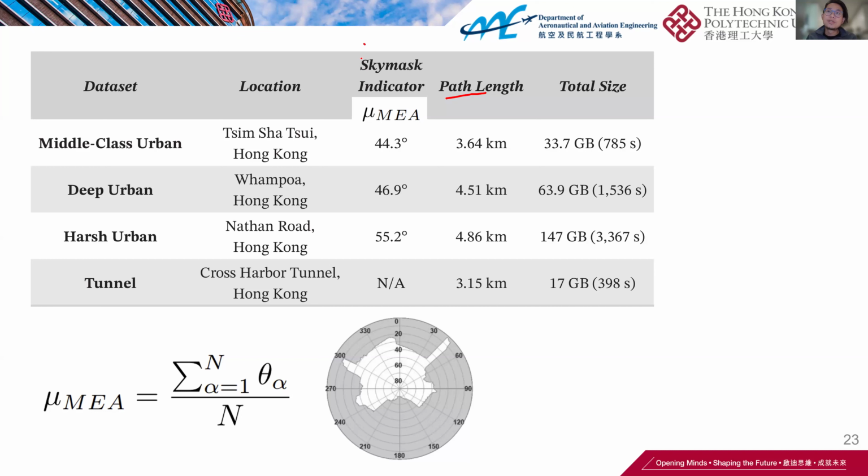And we also come up with the indicator for the environment. We call it sky mask indicator. How do we calculate this? So we have sky mask like this. Then we have all the azimuth angles, 360 degree. In each of the azimuth angle, we have an elevation angle mask, which is this degree. We calculate the average of all this circle and put out with one number. We call it mu, MEA. So this is the number we use.